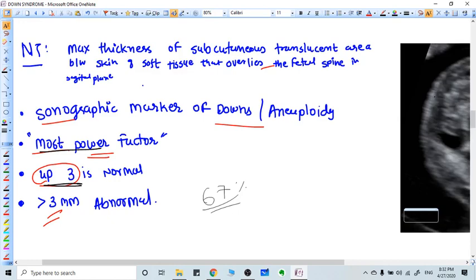Hello friends, in this video we are going to talk about the nuchal translucency test. So first of all, let's clear the basics. What is the need of doing NT? We need to identify prenatal diseases while the baby is inside the womb.